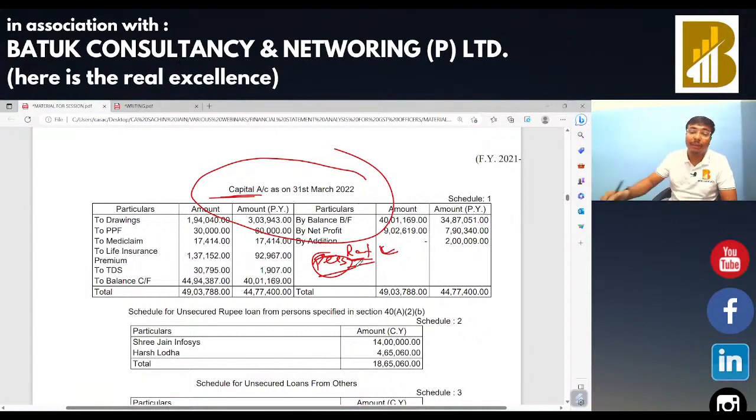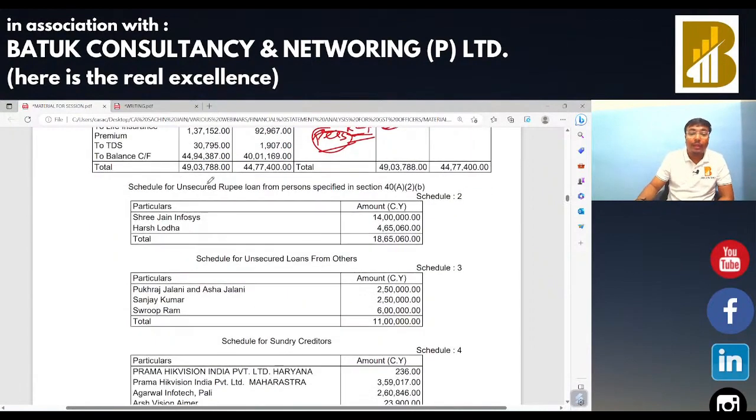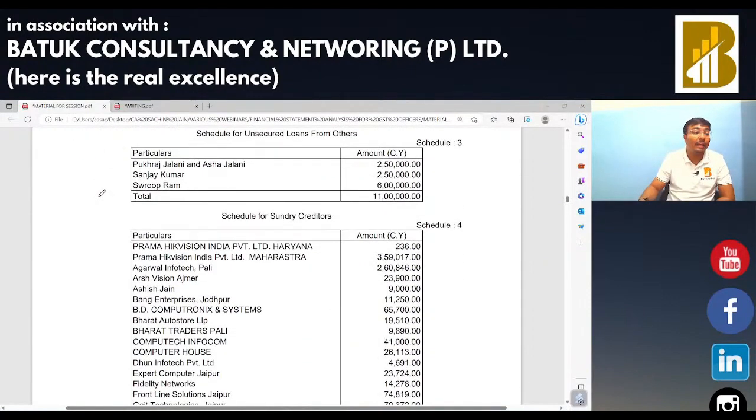So that is the way from which we can analyze whether GST is paid on personal nature income or not. Okay, sir. Now you need to analyze the annexures also. When you are demanding the annexures, in that case you can check the sundry creditors list and compare the same with last year.